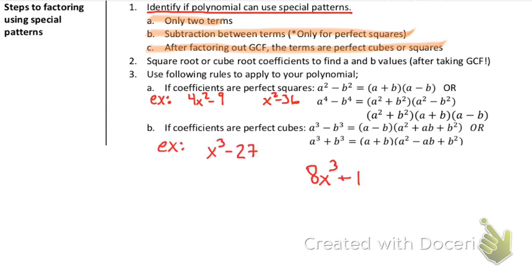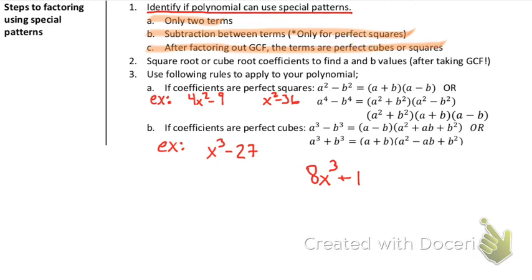Now if you look at the special pattern for perfect cubes, I gave you two examples here. So let's go through the list again. For perfect cubes, again, you only need two terms. So we have two terms here, two terms here. The sign in special cubes does not matter. So this does not need to be subtraction. It can be subtraction or addition. It doesn't matter. And the hardest part to recognize for perfect cubes is after doing the GCF, you want to make sure the terms that you have left over are perfect cubes.